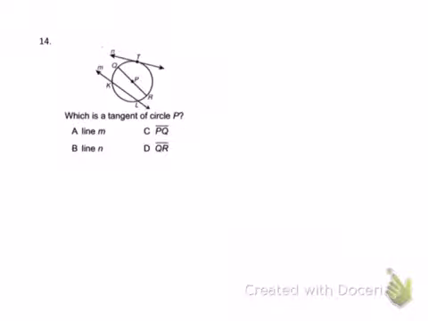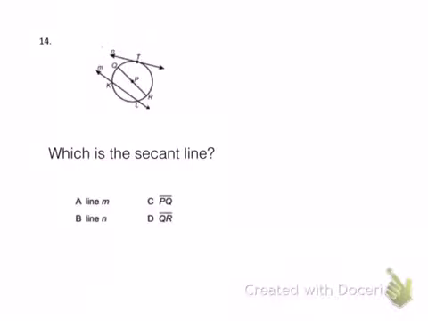On this one, which is a tangent of circle P? Remember, a tangent only touches the circle at one spot. So that would be N. You work this one.